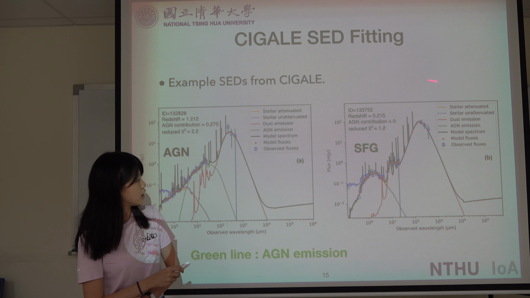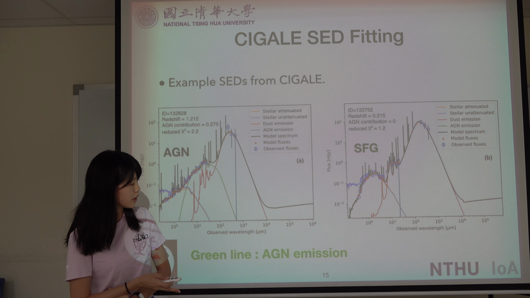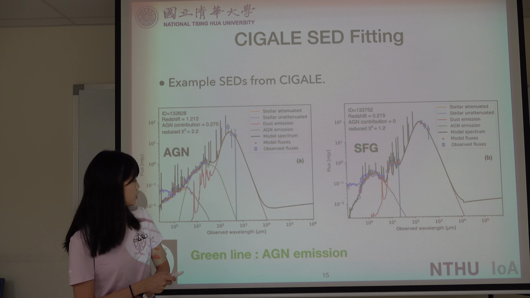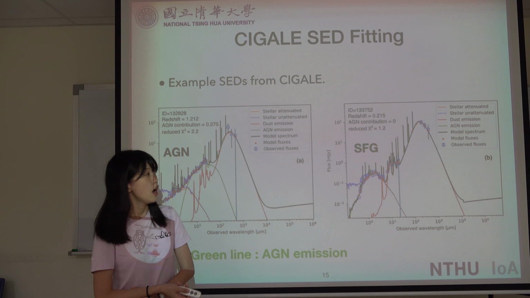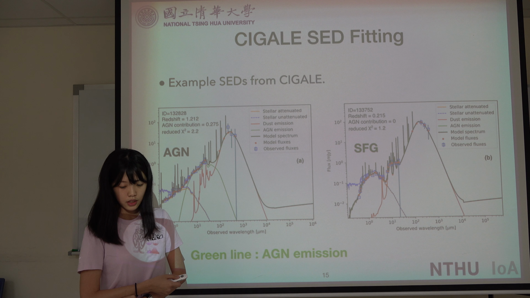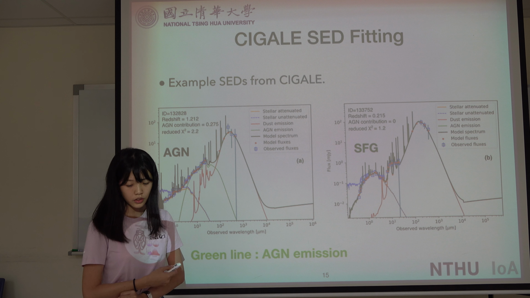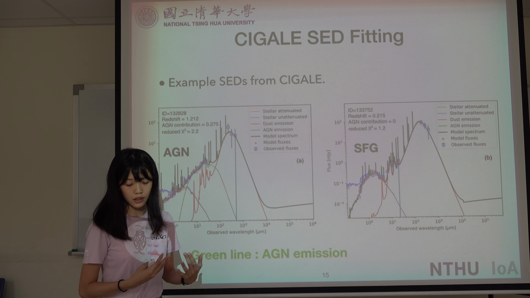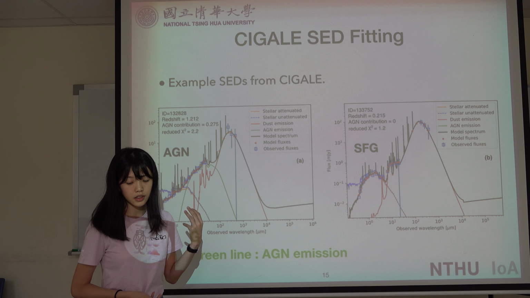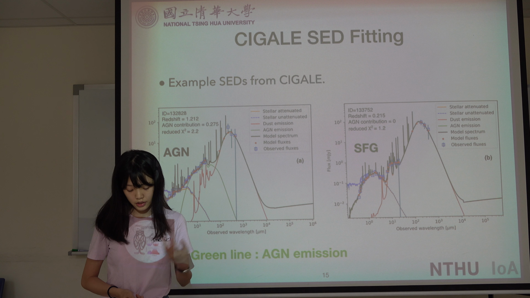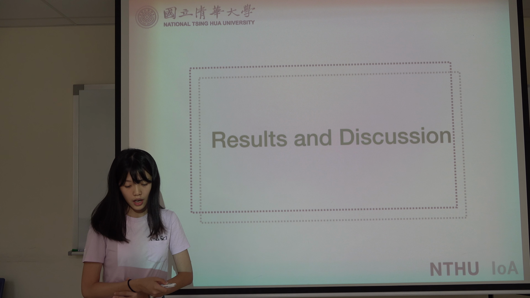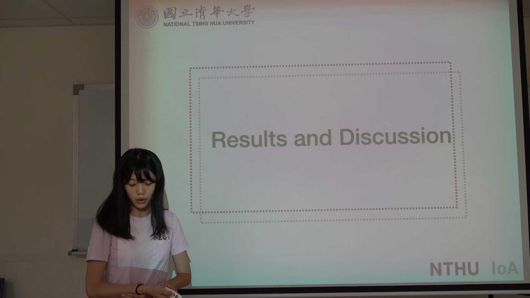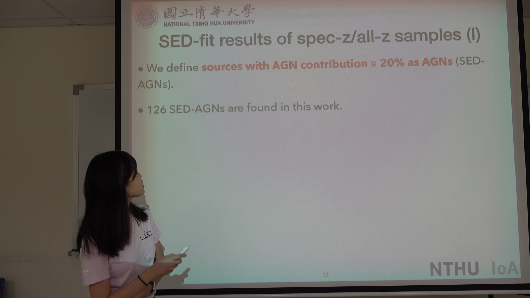But for this star-forming galaxy, there is no such line, which means there is no AGN emission in this source. So this is how we distinguish whether this is an AGN or a star-forming galaxy. So let me show you our results.